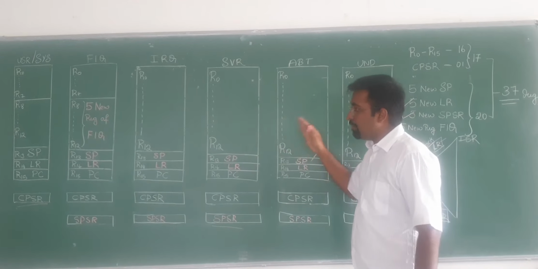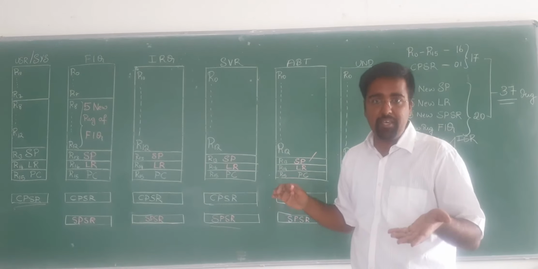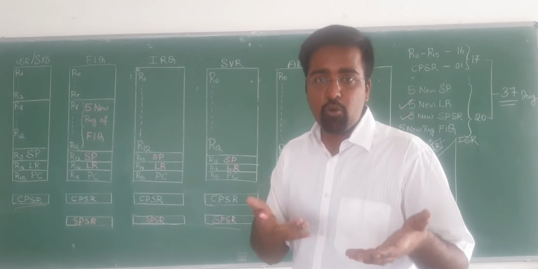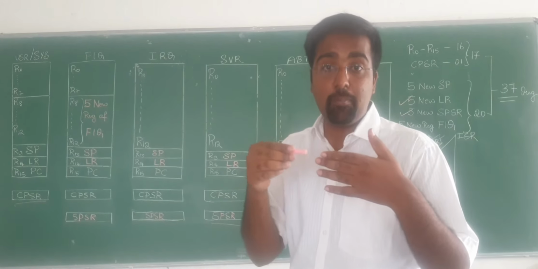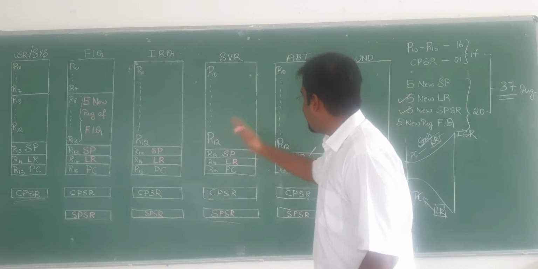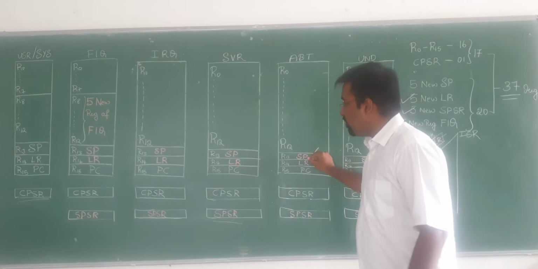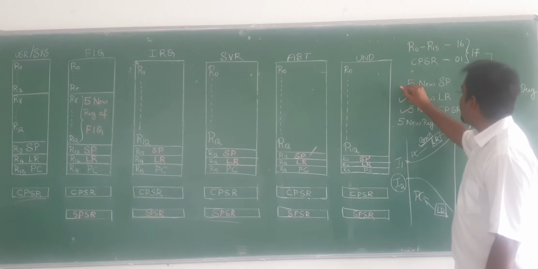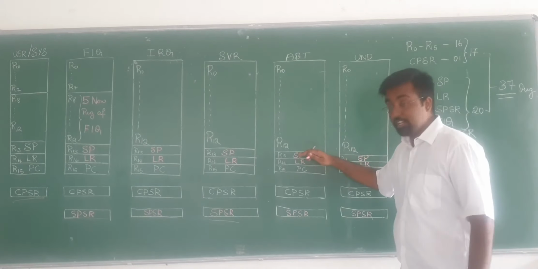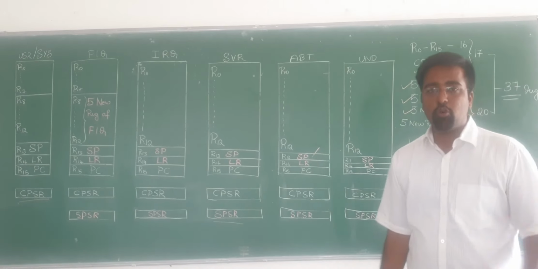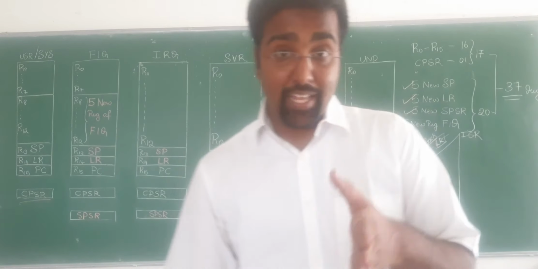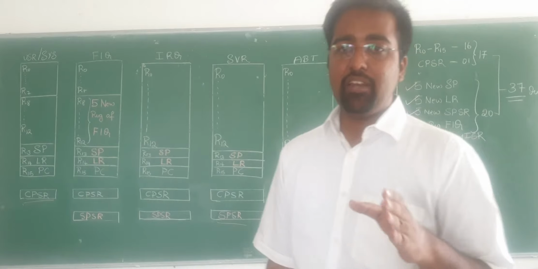So for each and every mode of operation, we require a new SP, which points to the current first memory location of the stack. Each mode requires one new SP, so a total of 5 SPs are required. So 5 new SPs, 5 LRs and 5 SPSRs. So in total how many registers are done? 15 registers are done.